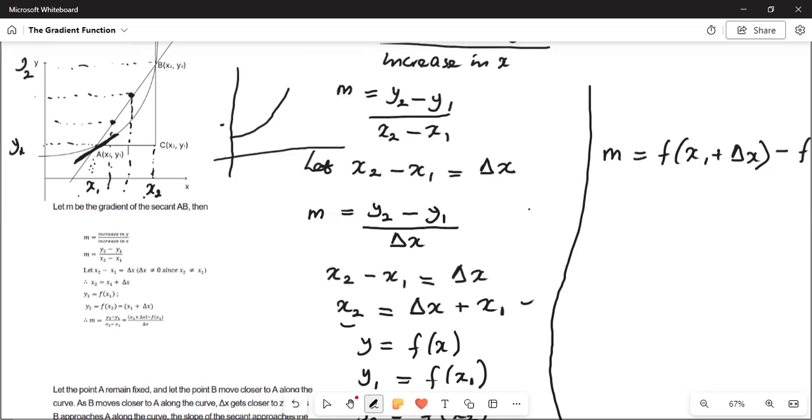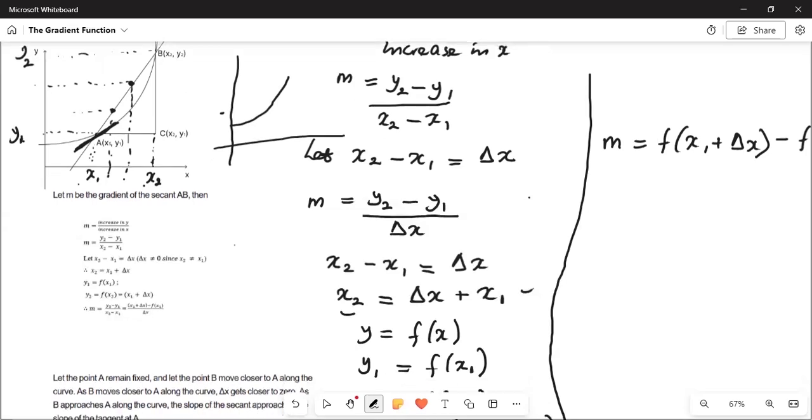So the point here is that as point B gets closer and closer to point A, the gradient of this secant line, AB, will be decreasing. So it gets closer and closer to the gradient of the tangent at point A. The gradient of the tangent at point A is far smaller than the gradient of this secant line as it is right now, because B is at this point. But if we shift B closer and closer to point A, while A remains fixed, the gradient of the secant line AB will be decreasing, and it will come to a stage where it will be equal to the gradient of the tangent at point A.